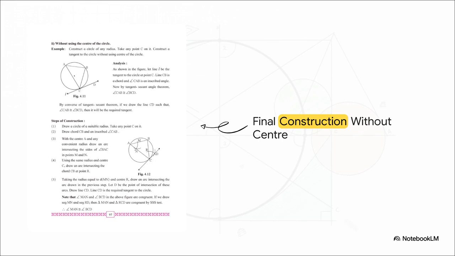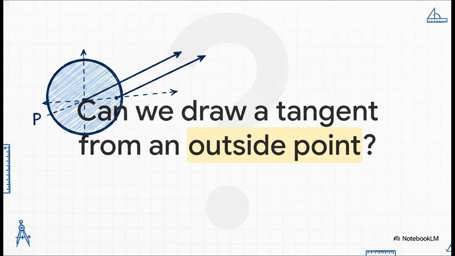And why does this trick work? By copying the exact arc lengths with our compass, the imaginary segments MN and RD would make triangle AMN and triangle RCD perfectly congruent by the side-side-side test. Because the triangles are congruent, angle CAB is exactly equal to angle BCD, just like magic, but it is pure logic. Excellent work so far.